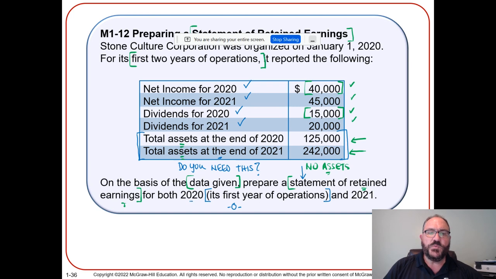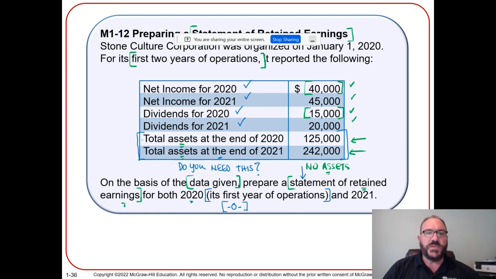And remember, 2020 was the first year. So the first thing is what's on the statement of retained earnings. If you remember, that starts with the beginning retained earnings plus the net income minus any dividends to give you an ending retained earnings. And so 2020, you start with zero, right? Because it's the first year of operation.